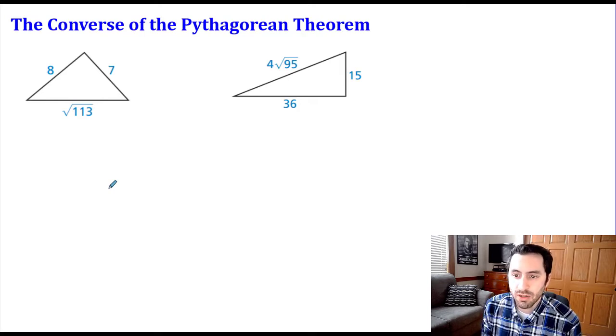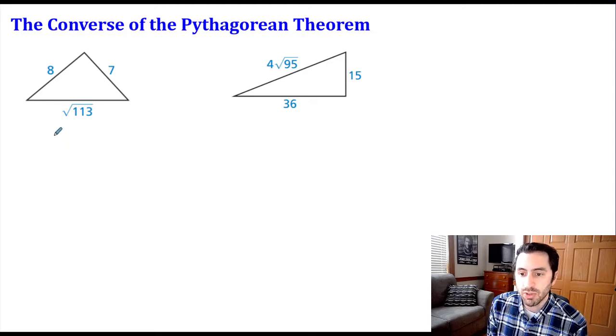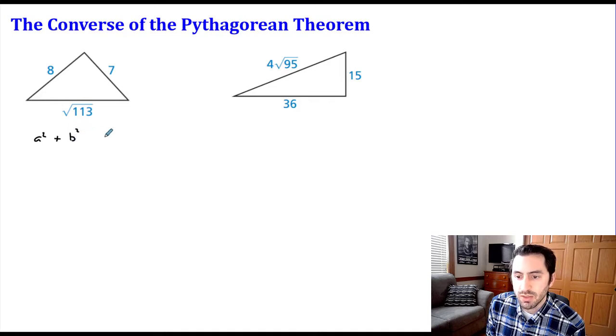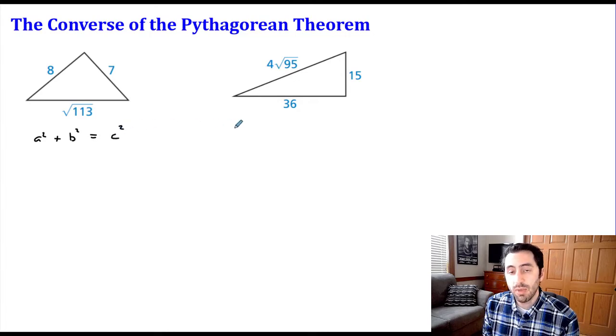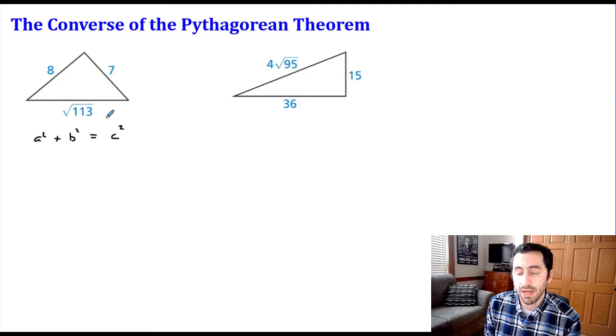So let's start off with this first one. We have side lengths of 8, 7, and the square root of 113. When we plug this into a squared plus b squared equals c squared, the only thing we need to be careful of is that the longest side goes in for c squared. Remember, the hypotenuse is the longest side of a right triangle, so we need to make sure that the potential hypotenuse, the longest side that we're given, does go in for c. And the way I'm going to notate this is I'm going to put a little question mark over my equal sign because we're not sure yet.